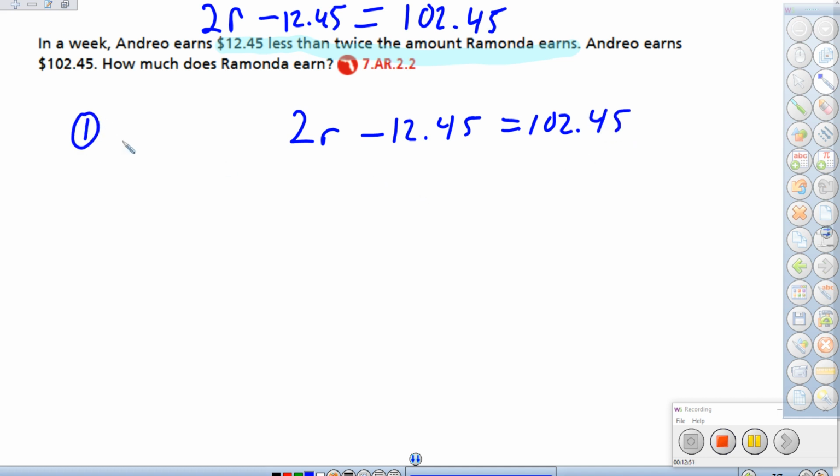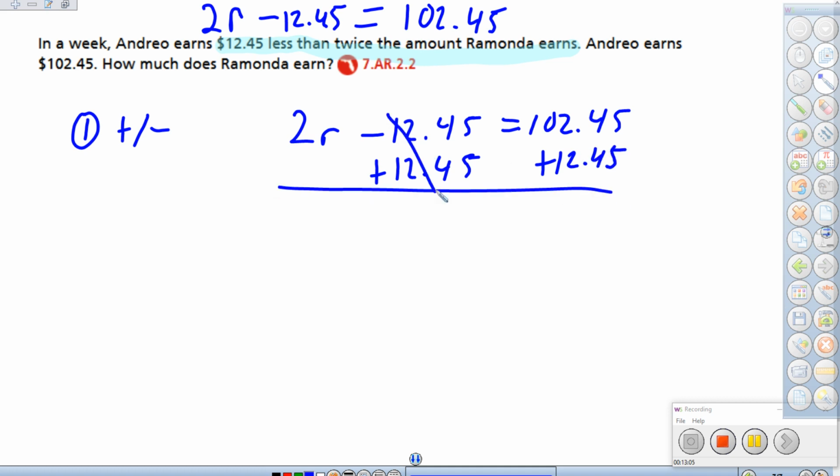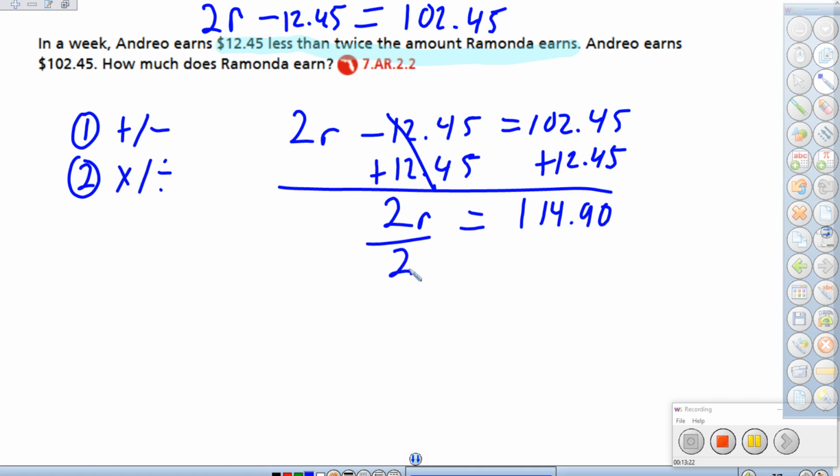First step is going to be addition or subtraction. Since this is a negative, we're going to add 12.45 to both sides. This becomes 0. We have 2R equal to 114.90. Now our second step, remember, is multiplying or dividing. So we're going to divide this time by 2 on both sides. So Ramonda earns $57.45.